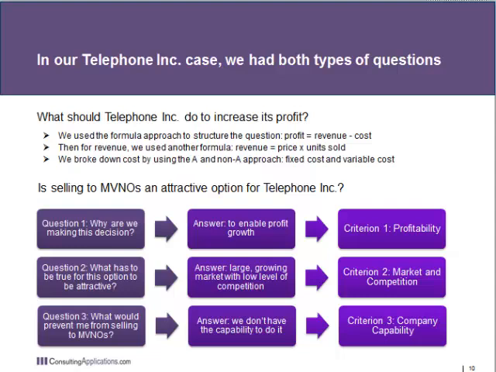So some of you may be asking, why not just use standard frameworks? Many of us will have come across frameworks like profit is equal to revenue minus cost, or the 3 C's, or the business situation framework. Why don't we just use these?